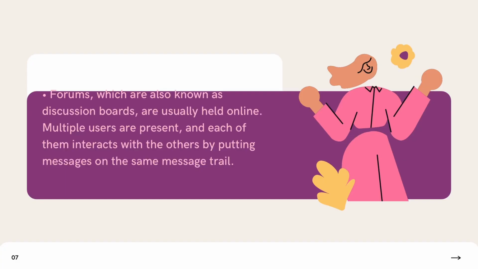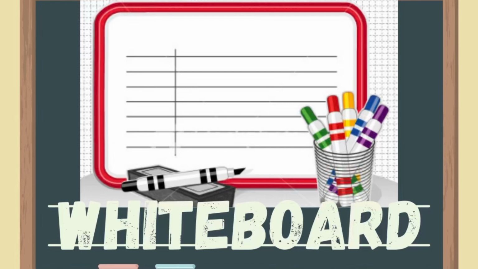Fourth is the forum. Forums, also known as discussion boards, are usually held online. Multiple users are present, and each of them interacts with the others by putting messages on the same message trail. Fifth is the whiteboards. This application functions similarly to a physical whiteboard in that one person, referred to as a presenter, shares the board with other viewers and can draw or write while others watch. It is widely used in educational institutions and is particularly well suited to one-way communication. Google Jamboard, a new whiteboard from Google, was recently released.